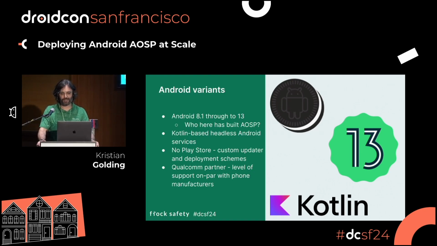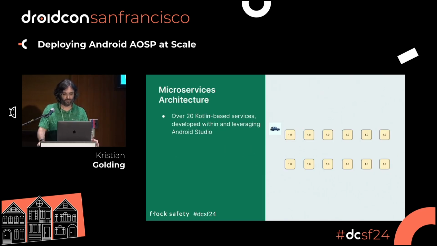We have Kotlin-based headless Android services that are running on the device as well, around 20 of them. We don't have a Play Store. We have a custom updater that is included in the OS image that reaches out, and we have our own custom deployment schemes that I'm going to get into, about how we do this deployment. And we're a Qualcomm partner as well, so we enjoy the same level of support as any other phone manufacturer would. So talking about the Kotlin microservices architecture, we have, like I said, around 20 services.